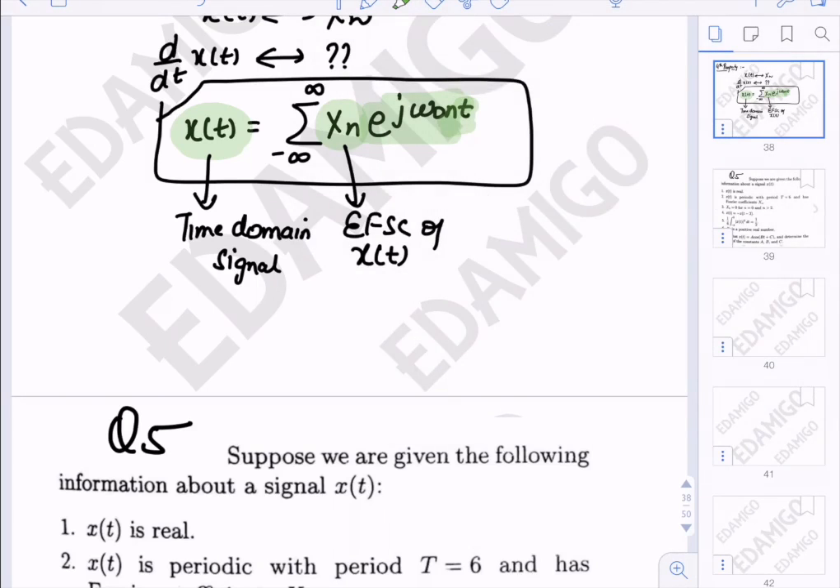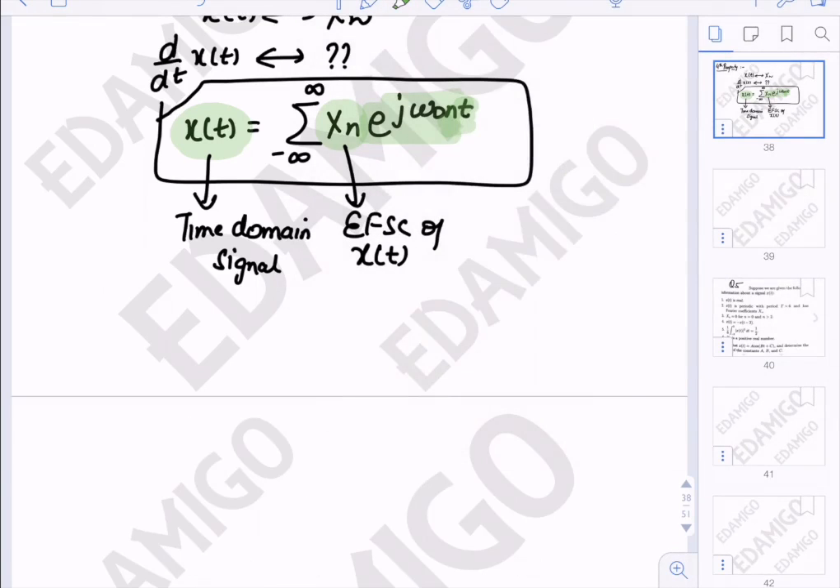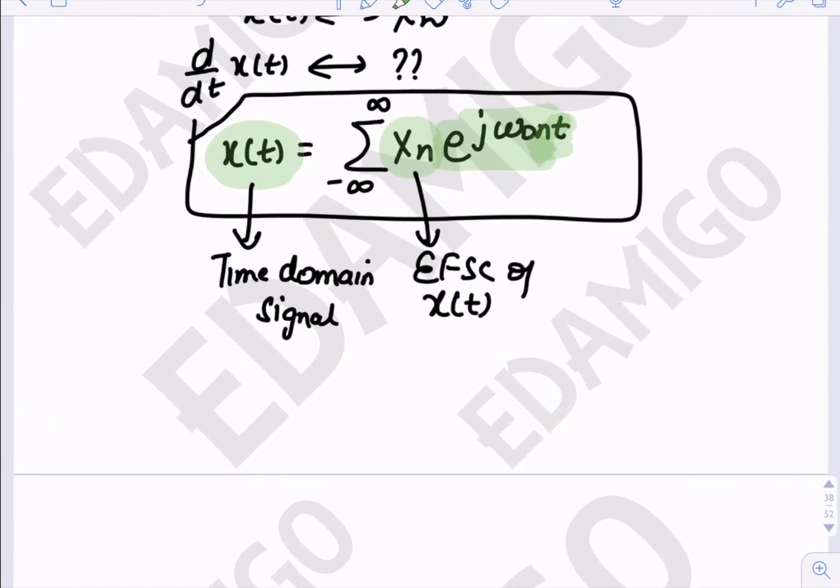Now this is the expression that you should know. This is the expression that you all know. But if you analyze the expression, it says that on the LHS we have the time domain signal, which is periodic. On the RHS we have this term, which is the exponential Fourier series coefficient, and the exponential term.